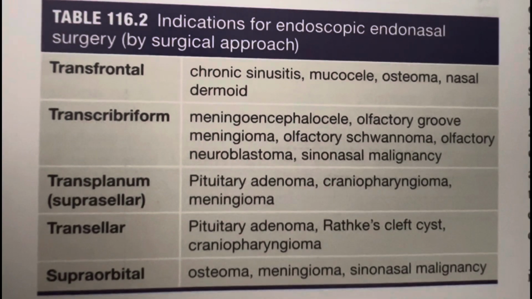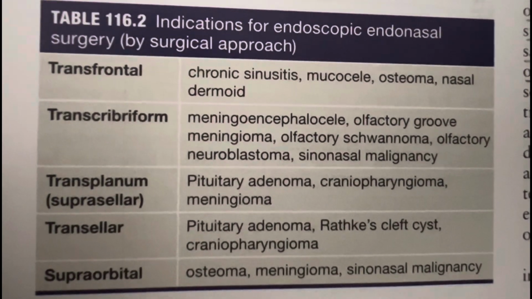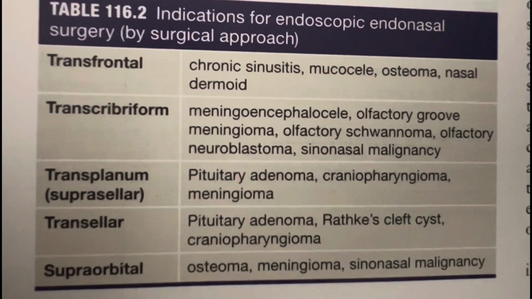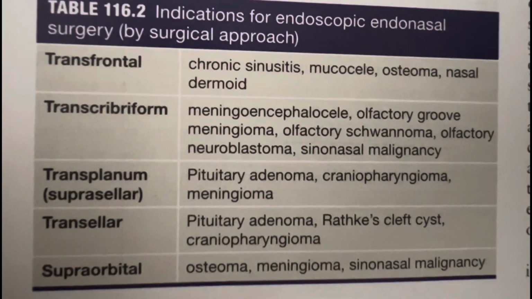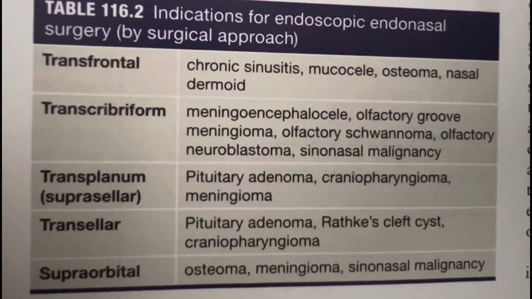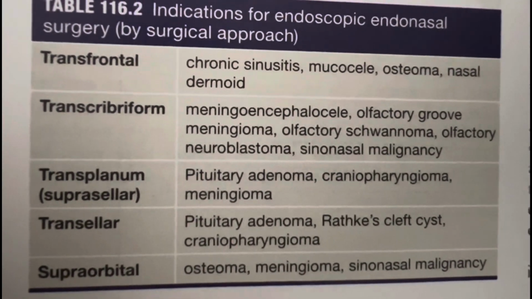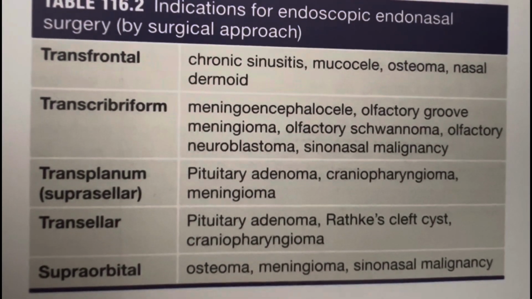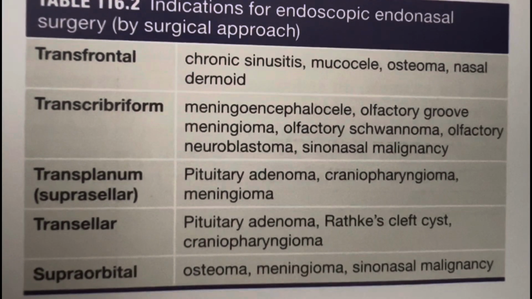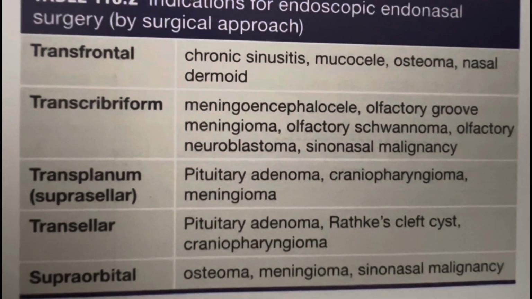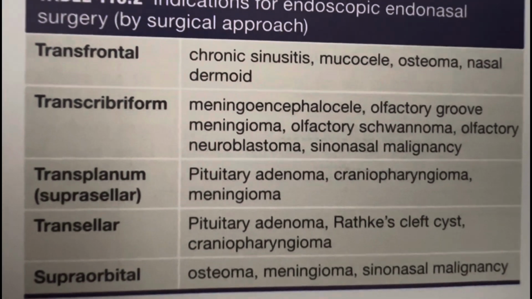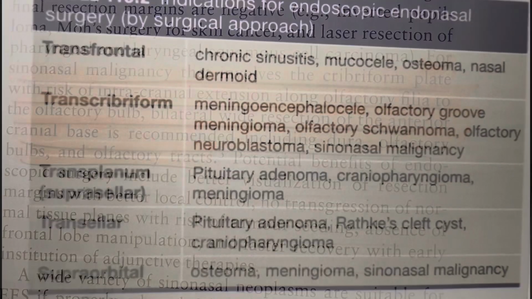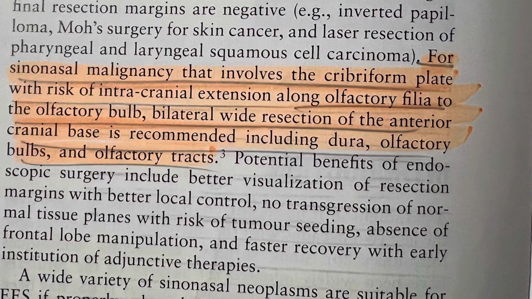Indications for endoscopic endonasal surgery. The transfrontal approach is mainly used for chronic sinusitis, mucocele, osteoma, and nasal dermoid. The transcribriform approach is used mainly for meningoencephalocele, olfactory groove meningioma, olfactory schwannoma, olfactory neuroblastoma, and sinonasal malignancy. The transplanum approach, or suprasellar approach, is mainly used for pituitary adenoma, craniopharyngioma, and meningioma. The transsellar approach is mainly for pituitary adenoma, Rathke's cleft cyst, and craniopharyngioma. The supraorbital approach is for osteoma, meningioma, and sinonasal malignancy.